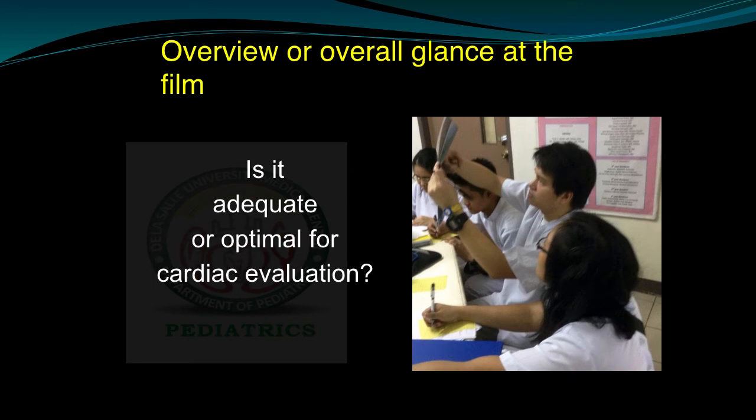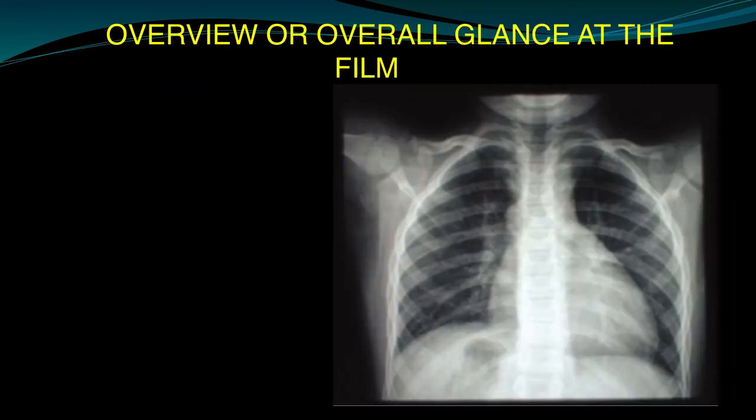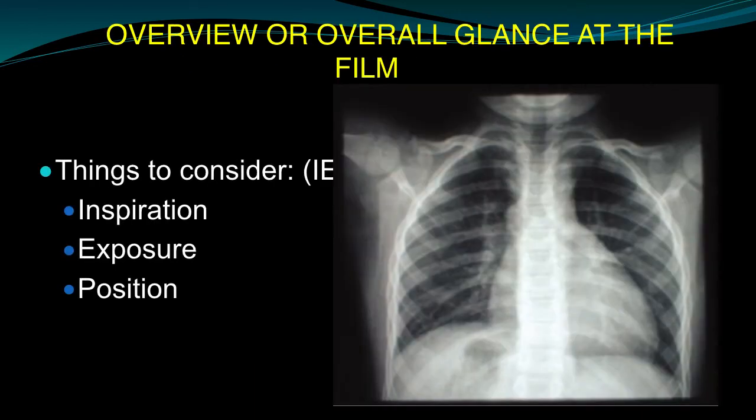Okay, so for the overview or the overall glance of the film, you have to ask yourself whether it is adequate or optimal for cardiac evaluation. Now, if you think that it's not optimal for cardiac evaluation, then you advise your rad technician to repeat the chest x-ray. Things to consider: first is your IEP, which is your inspiration, whether it's a good inspiratory film, whether the exposure is good, and also the position.